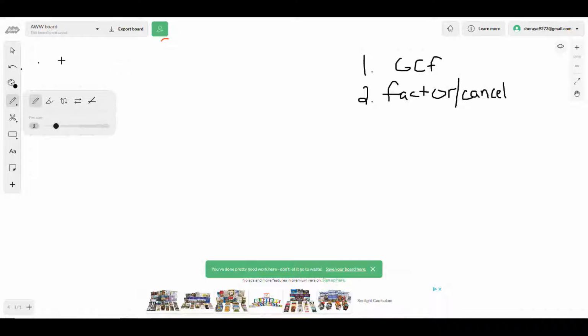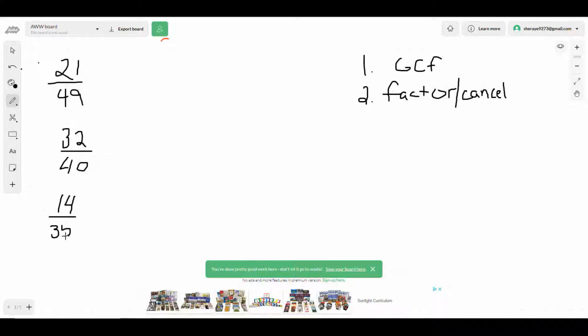Okay? Here's the first one. I want you to do 21/49. And then I want you to do 32/40. And then I want you to do 14/35. Now I want you to simplify these fractions using factoring and cancellation. I don't know why I keep saying that. Okay? So go ahead and pause it and see if you can factor these down and get the simplified fraction.